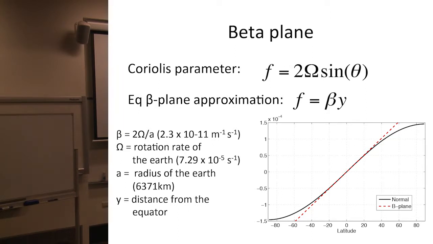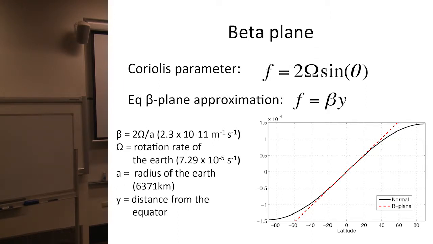Sorry. So we're taking the equatorial beta plane approximation. It's the same one that's been taken in all the previous work, but the only thing you'll notice differently is previously it was f equals f naught plus beta y, but in this case f naught is the equator, so f naught equals zero, so we've just got f equals beta y. We've got that Coriolis parameter plotted here as the black line, and the red dashed line is the approximation of beta y, the equatorial beta plane.